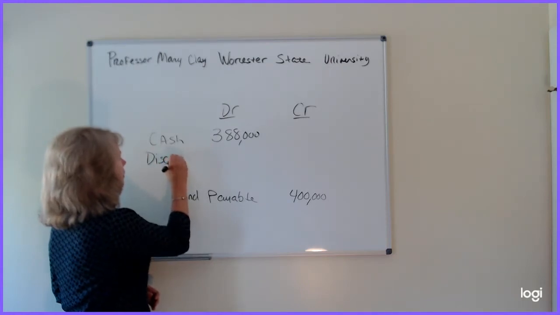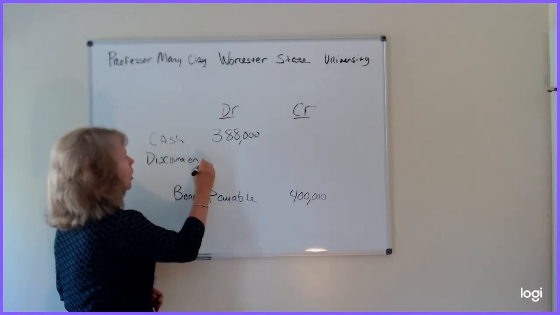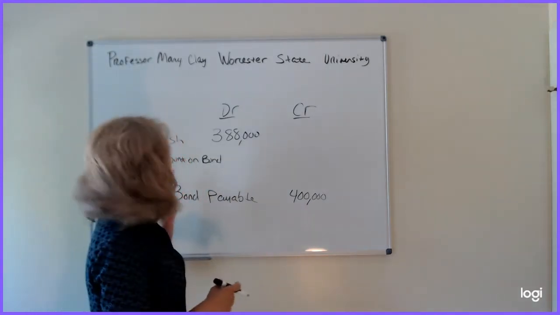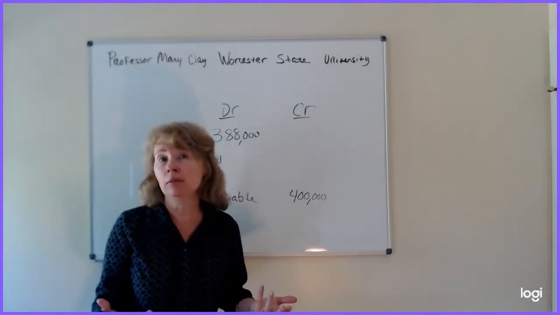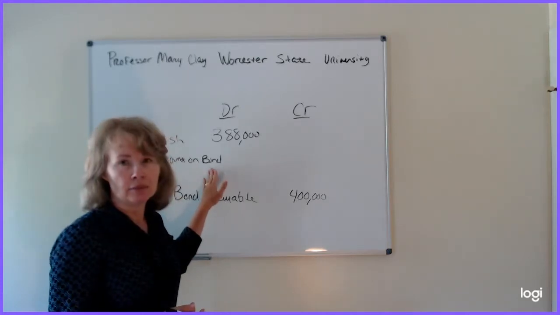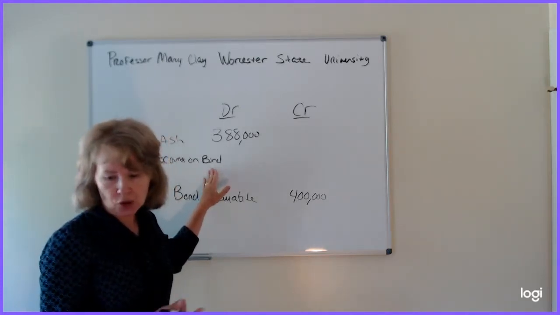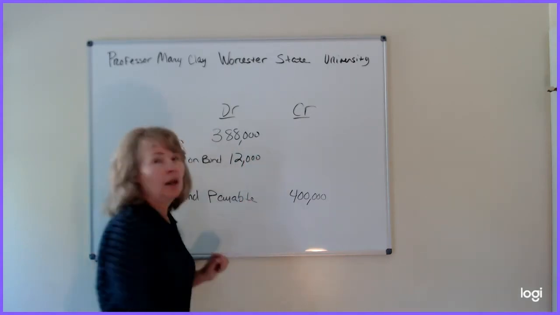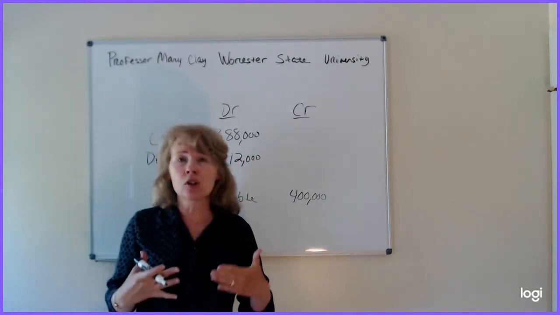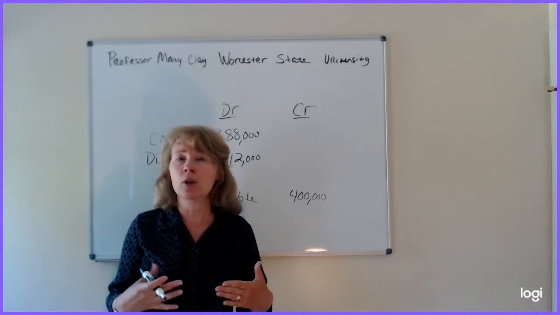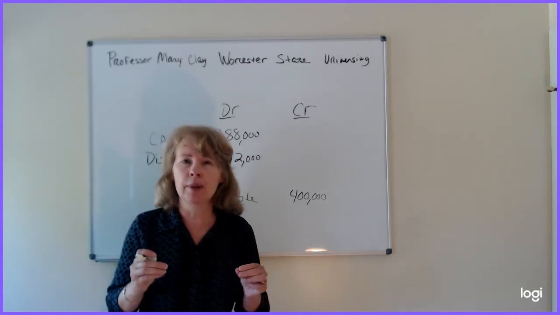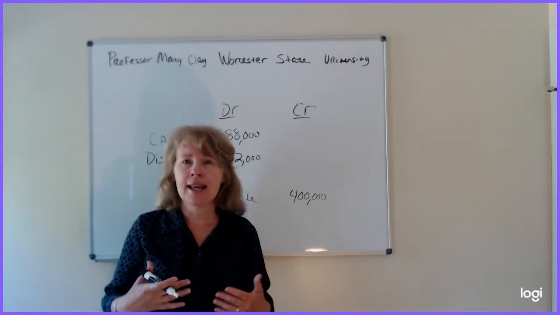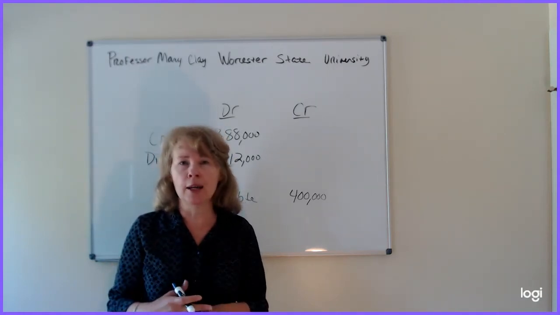Discount on bond. Now the lab will probably call it discount on bond payable. Same meaning. Okay? The difference between the two is $12,000. Okay, discount on bond is also a new account. So let me tell you, that's a contra liability. So what's the normal balance? It's a debit. It's the opposite of a regular liability.